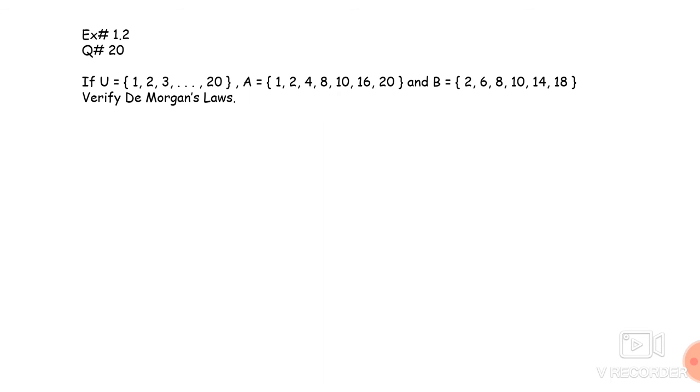Now exercise 1.2, question number 20, which you have to do yourself. The universal set is given to you, and set A and set B are given to you. You have to verify De Morgan laws. It means you have to verify both the laws. You have to do it yourself in the same way as explained in example number 1 and example number 2. Good luck.